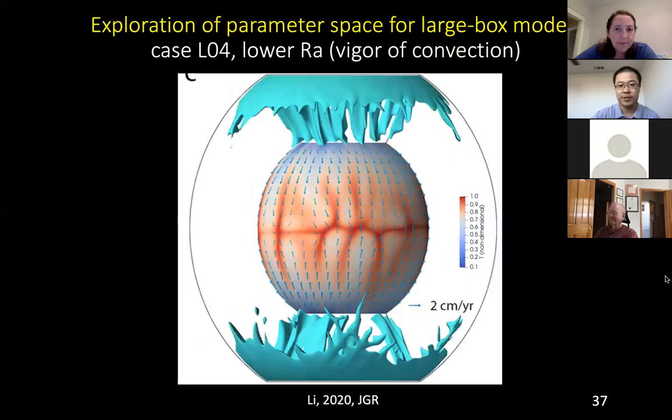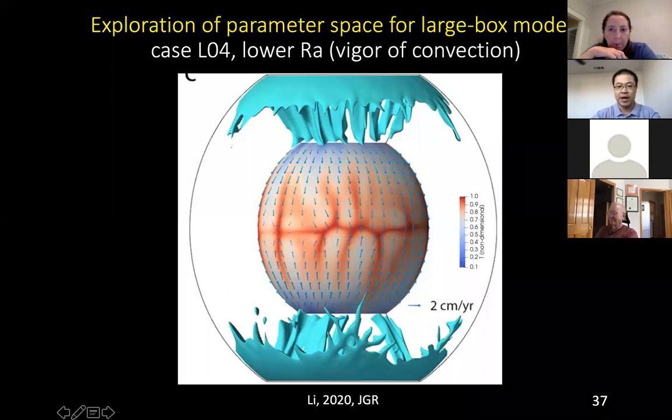I also test models with lower Rayleigh number, or lower vigor of convection. With lower vigor of convection, the convection becomes much slower, and it also allows longer time for these thermal ridges to grow. They usually have a wider structure, and the population is not that large, so there are fewer thermal ridges as well.